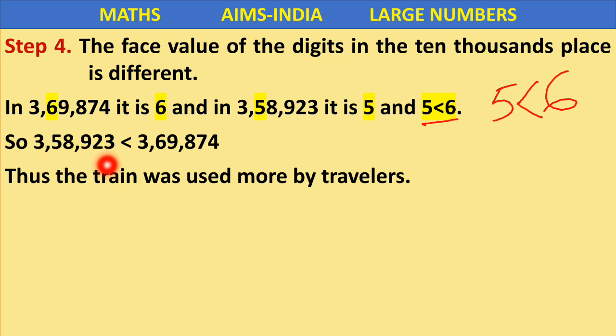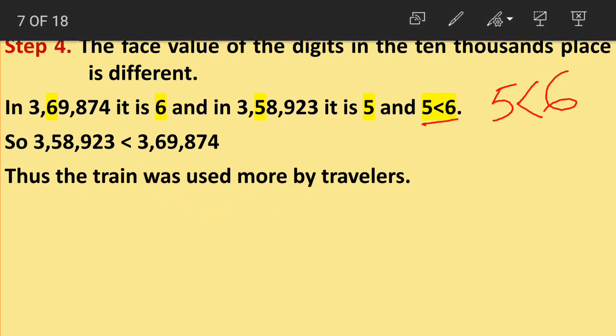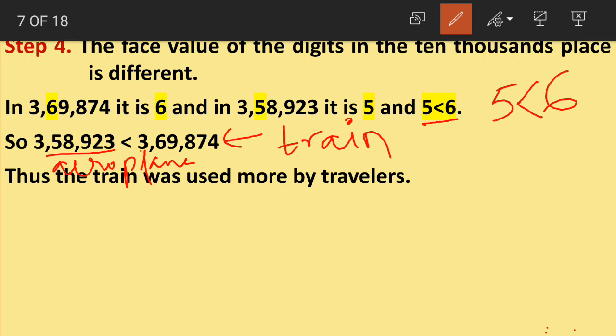3,58,923 were the number of people who travelled by aeroplane, and 3,69,872 were the number of people who travelled by train. This was aeroplane and this was train. Now the number of people who travelled by aeroplane is less than the number of people who travelled by train. Now which means of transport was used more? Which is the higher number here?